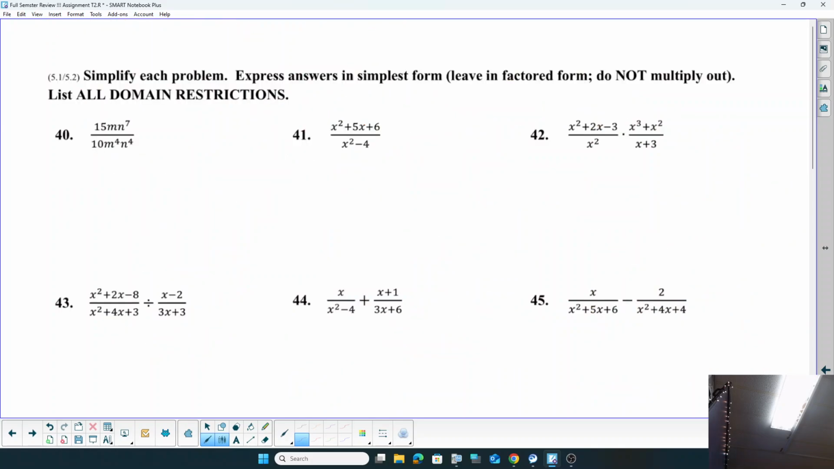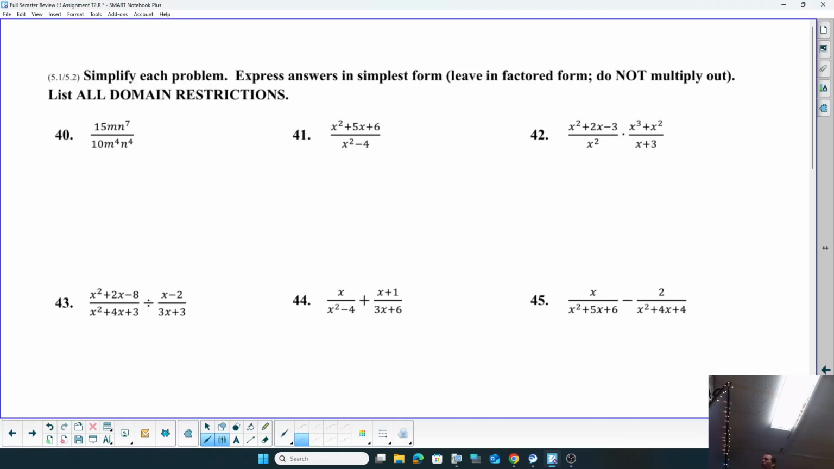And then there we go. So simplify each problem, express the answer in simplest form, do not multiply out, list all domain restrictions. Well, we're at 12 minutes. We got this. Pause me and try it on your own first.